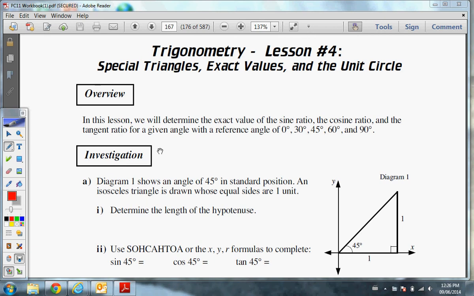So we are in Unit 6, Lesson 4. This is the big one. Special triangles, exact values, and unit circle. Special triangles isn't technically in the curriculum, if you will, but special triangles helps you understand unit circle.